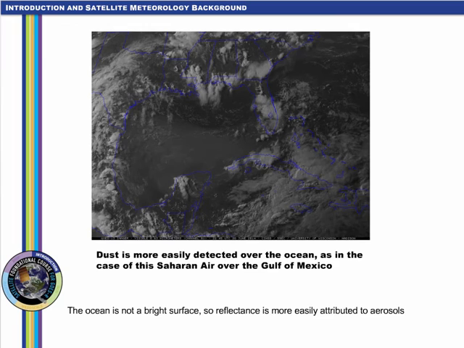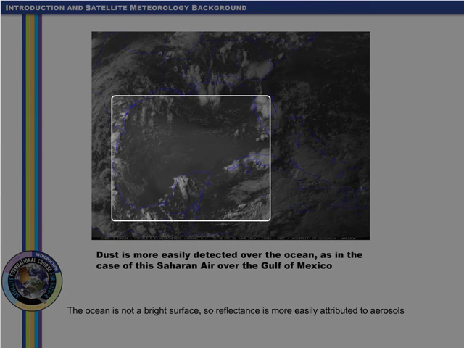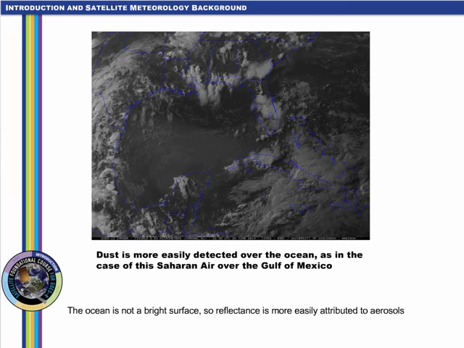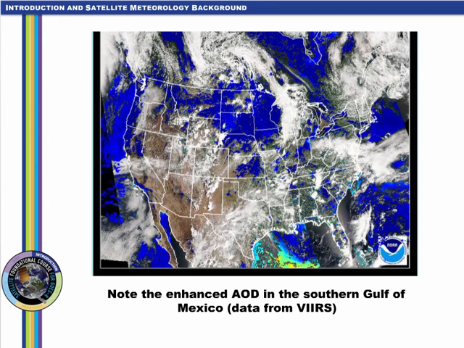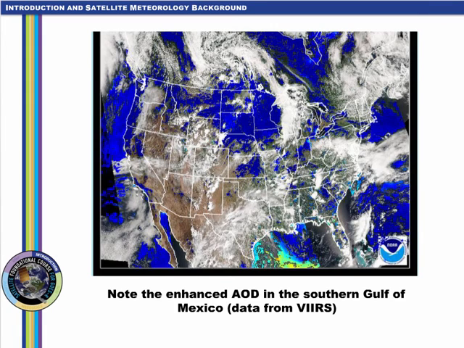Dust over the ocean is more easily detected by reflectance-driven retrievals because surface reflectance over the ocean is smaller and less variable. Note the plume of Saharan dust over the southern Gulf of Mexico in this visible imagery. It is suppressed convection. Because this is over the ocean, it should be detected. The VIIRS retrieval of AOD shows enhanced values over the southern Gulf. The takeaway is this: dust detection is difficult over land, but not so difficult over water. Smoke detection is relatively easy over both land and water.